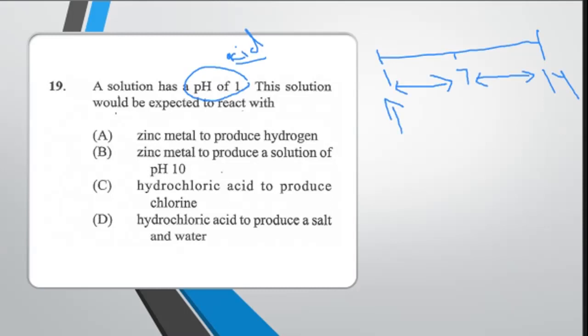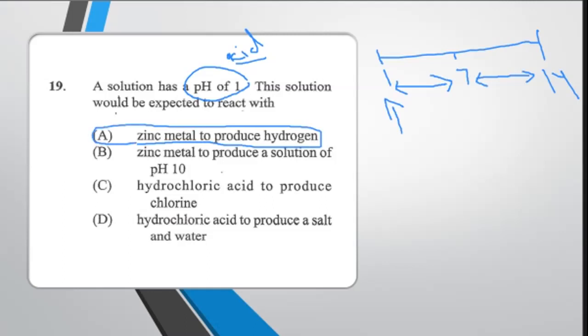Okay, fair enough. So this solution would be expected to react with, so what do we know about acids? Acid plus a base gives you salt and water. Acid plus a metal gives you a salt and hydrogen gas. We know that much. Acid plus a carbonate, well, there's nothing with a carbonate there. So let's check the first one, A, zinc metal to produce hydrogen. Yes, that will happen. An acid plus a metal gives you hydrogen gas. So A looks like a correct one.